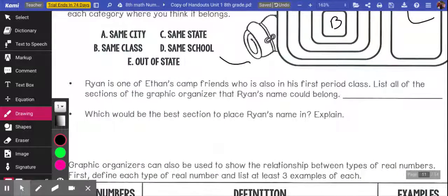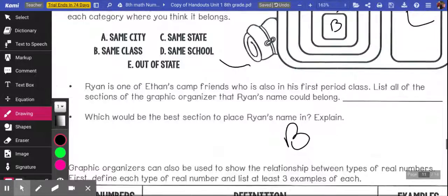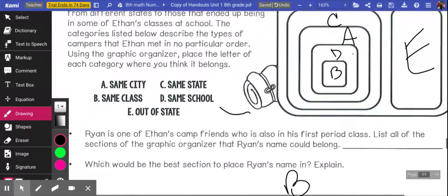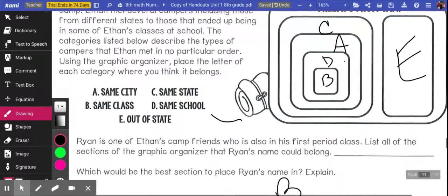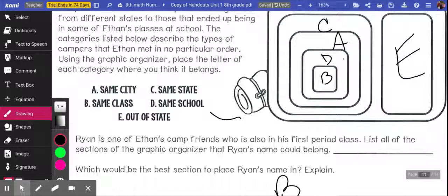So what's the best section to place Ryan's name? Since it says they go to the same school and the same class, B would be the most specific section. And then it says, where would Ryan belong on this? He could be in all the categories except E.